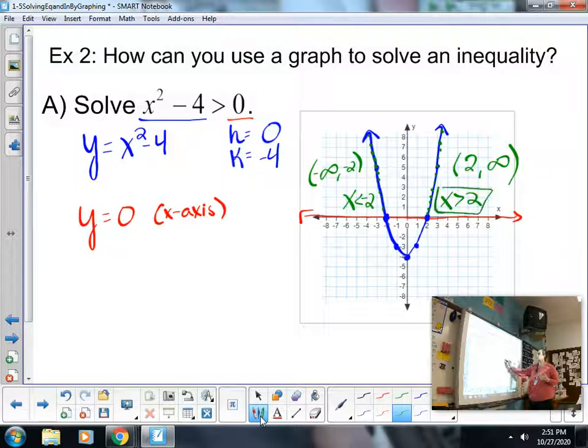If you want to write it with the set builder notation, or if you want to write it in interval notation, both of those would be acceptable for your answer.